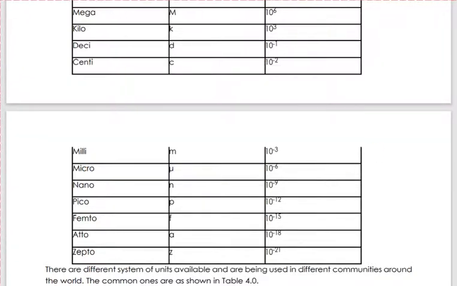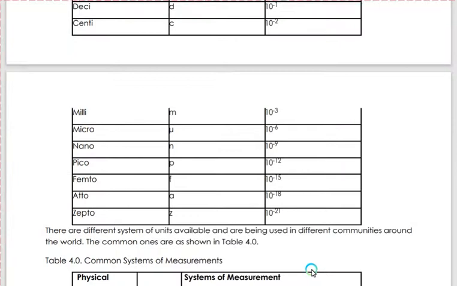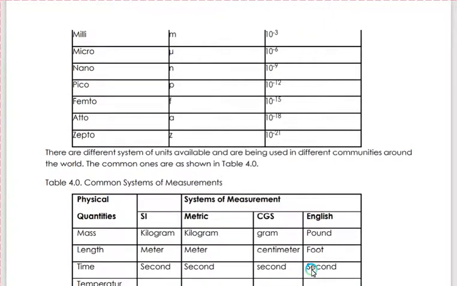Take note also of the representation or the symbols. Micro is mu, nano is n, 10 raised to negative 9; pico is small letter p, 10 raised to negative 12; femto is f, atto is a, zepto is letter z, 10 raised to negative 21. So you should be familiar with these abbreviations and how to put them in your answers.